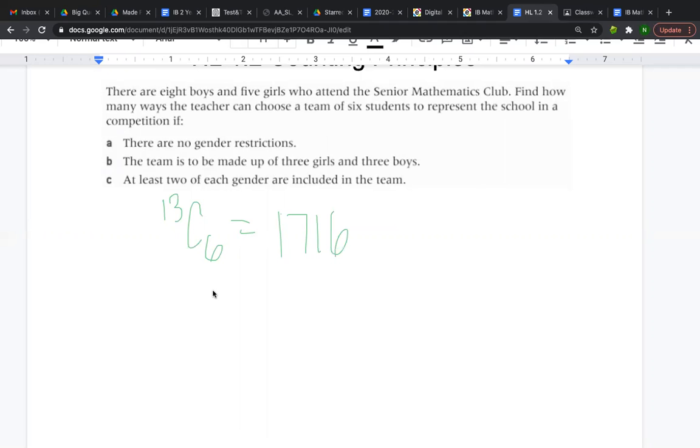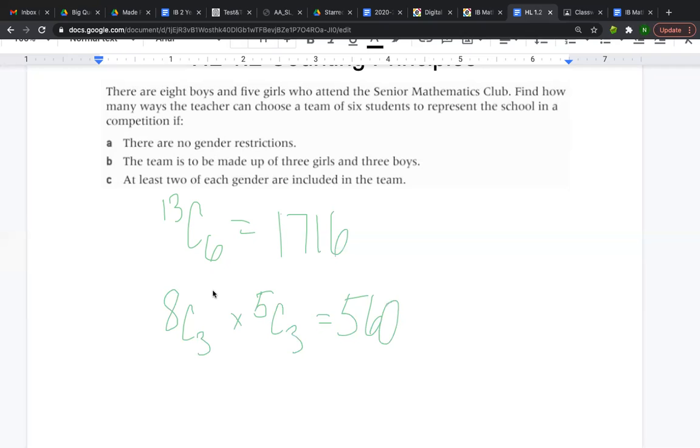For part B, if it's to be made up of 3 boys and 3 girls, we multiply the combinations. So the number of combinations that there are for boys times the number of combinations that there are for girls. And so that would be 560.